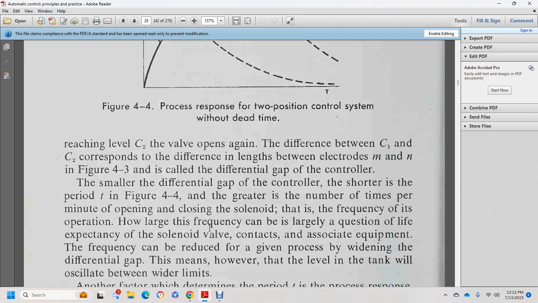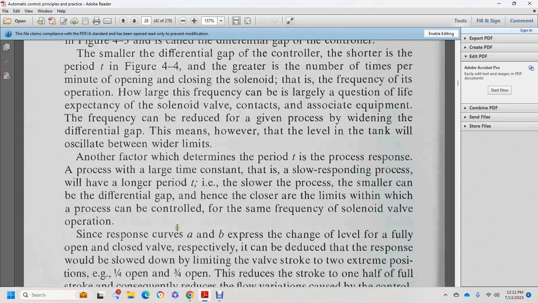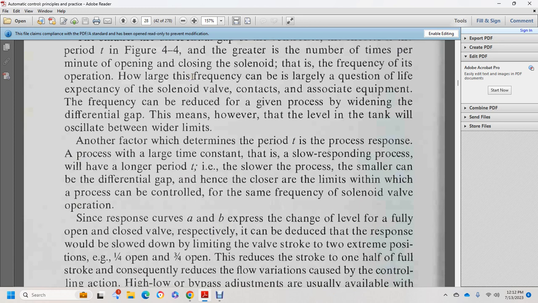How large the frequency is becomes a question over the expected life of the solenoid valve and the associated equipment. The profit of widening the differential gap is that the level of the tank will oscillate between wider limits. Another factor determining the period is the process response: for a process that responds slowly, the period is longer. The slower the process, the smaller the differential gap can be for the same frequency of solenoid valve operation.